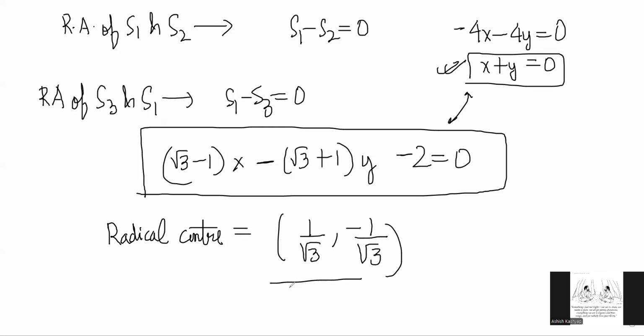That came out to be this, right? This was the same thing that we got when we used the direct orthogonal condition. So this becomes the radical center, and now all we have to do is find the radius of this circle. So let's draw the figure to understand what is going on here.